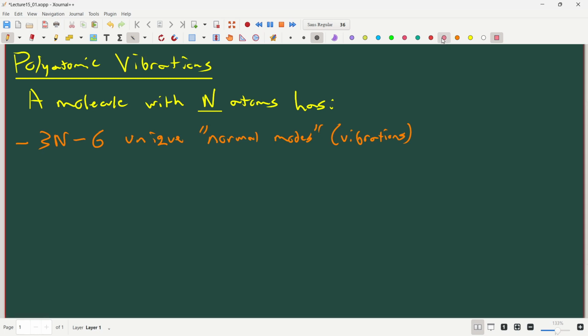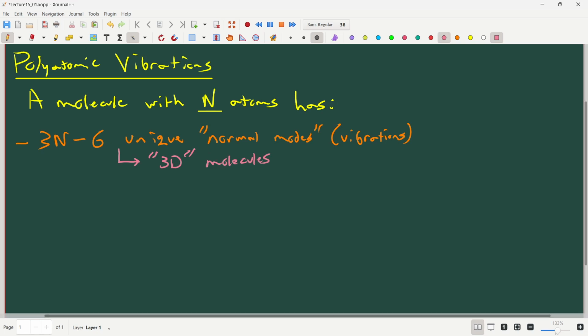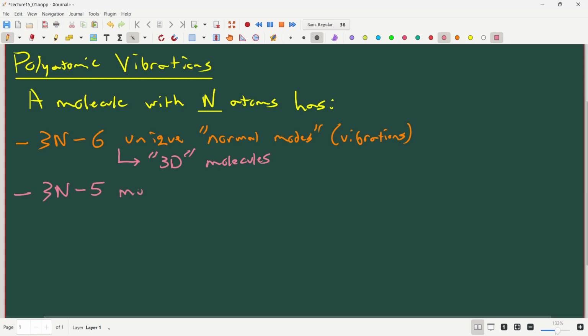And these are for what I would call uniquely three-dimensional molecules. This is general for three-dimensional molecules, and what I mean by that are molecules that aren't linear. Because for linear molecules, you only have 2 degrees of rotational freedom, so you have 3n minus 5 modes for linear molecules.